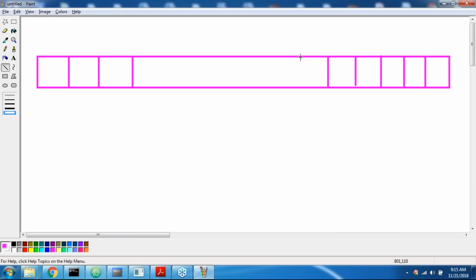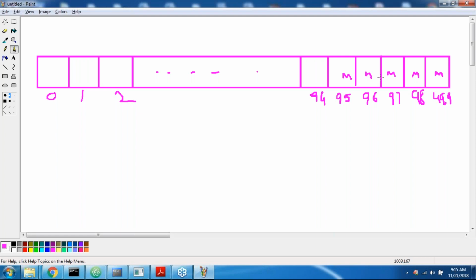Now observe carefully: 0, 1, 2, and so on. The last index is 499 because there are 500. Then 498, 497, 496, 495, 494. So these last 5 are the management people, but all the remaining are normal employees only.